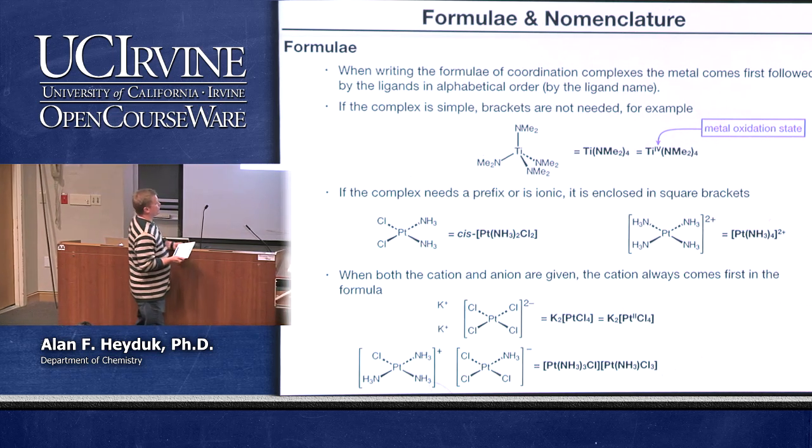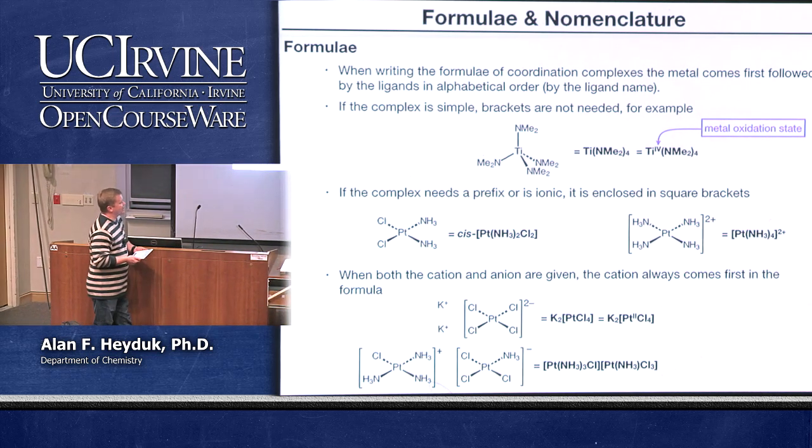And here's an example where we have both the cation and the anion fully spelled out. Both of them are the charged platinum complexes. You'll notice within each set of square brackets, the platinum comes first, followed by the ammonia ligand because ammonia starts with A and it's the first letter in the alphabet. And then last is the chloride because C comes after A, and we do things alphabetically for the formulas.